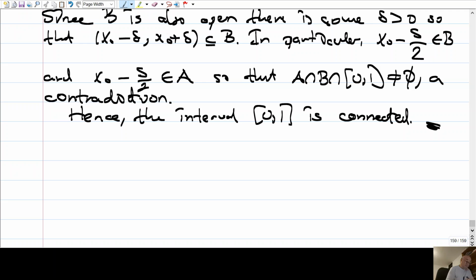Okay, so we have one example of a connected subset of R. Is there a subset of R which is not connected? Well, of course, right? For example, the set of integers as a subset of R is not connected.